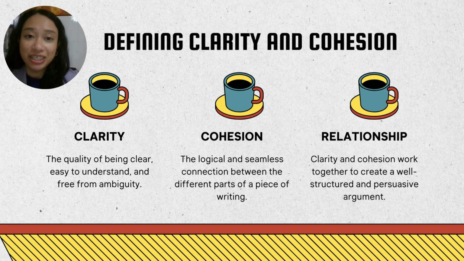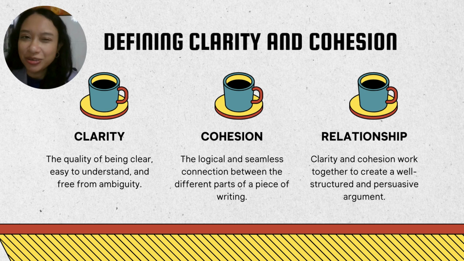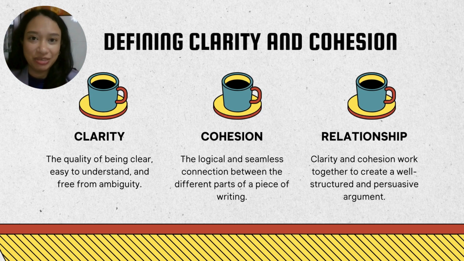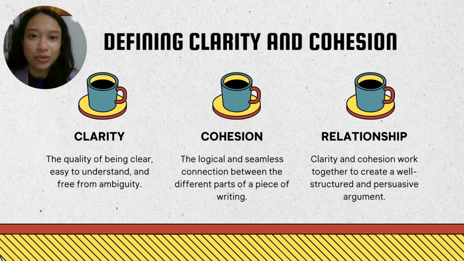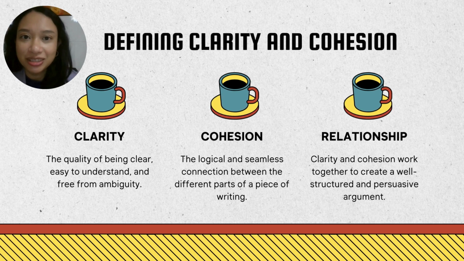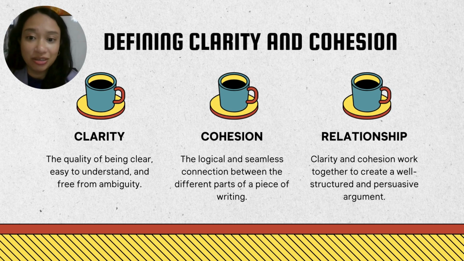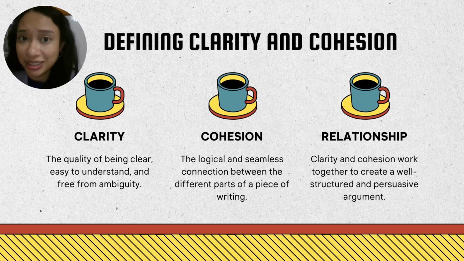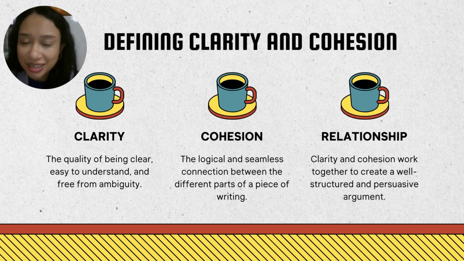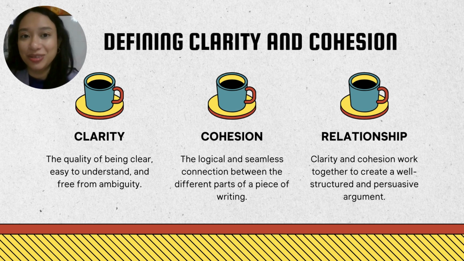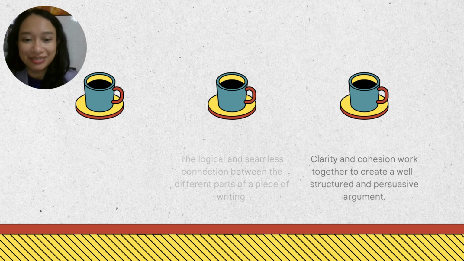And lastly, relationship. Clarity and cohesion work together to create a well structured and persuasive argument. So, if you just have cohesion without clarity, you won't be able to write a good essay. Having clarity without cohesion would also result in the same thing. So, it's important to maintain that clarity and cohesion throughout your essay.